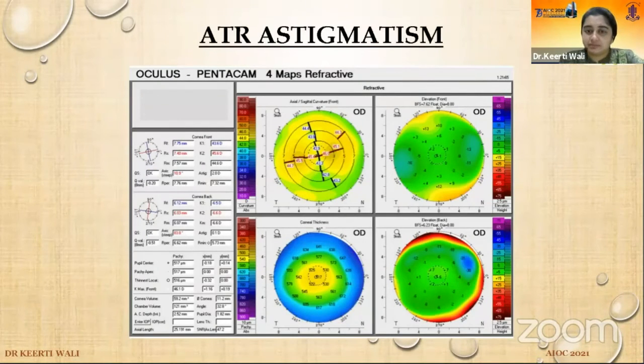Okay, this map is showing a horizontal symmetric bow tie with no significant parameters on the elevation map, both anterior and posterior, and the thickness map is also concentric. The thinnest location is 506, and X and Y coordinates less than 0.5. Okay, and everything else is normal, hence it's a simple against-the-rule astigmatism.